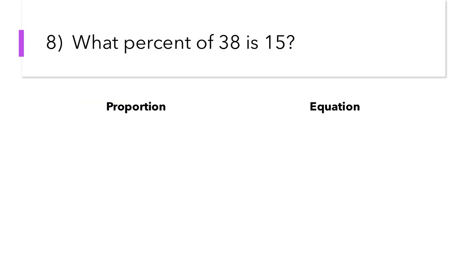All right. Let's go to number 8. On number 8, what's missing? The percent. Okay. If the percent is missing, how can I rewrite my equation to find for the percent?